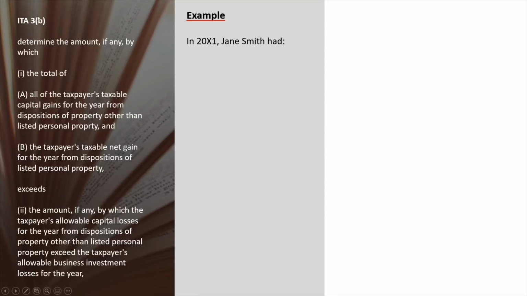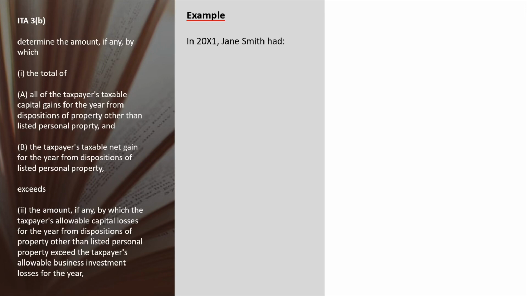Let's take a look. On the screen right now, you should see on the left-hand side a copy paste of what's in ITA 3B or paragraph 3B. And in the middle of the screen is where we'll have the fact pattern for the example.